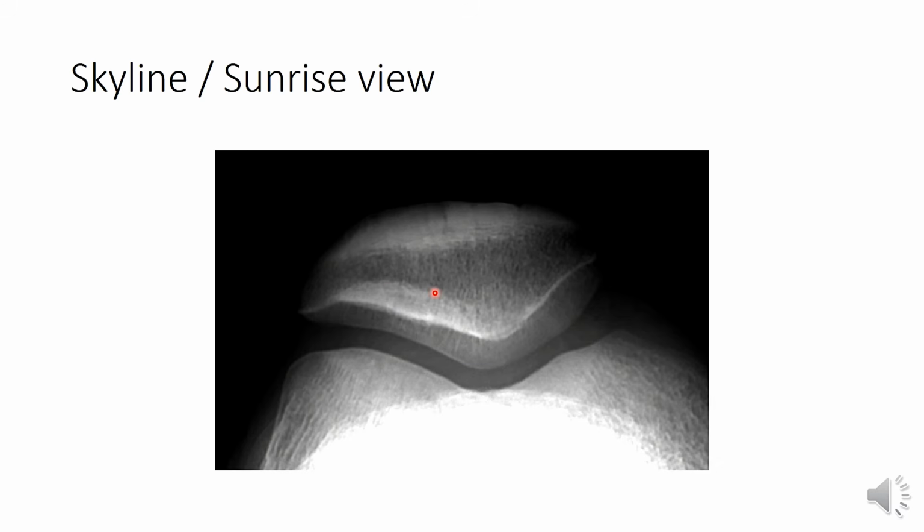Now this view is an infero-superior axial position of the patella, right? This is a special view to see the patella in a patient suspected of having a fracture or a dislocation of the patella, which is not visible in the AP and lateral view of the knee joint: the skyline or sunrise view.